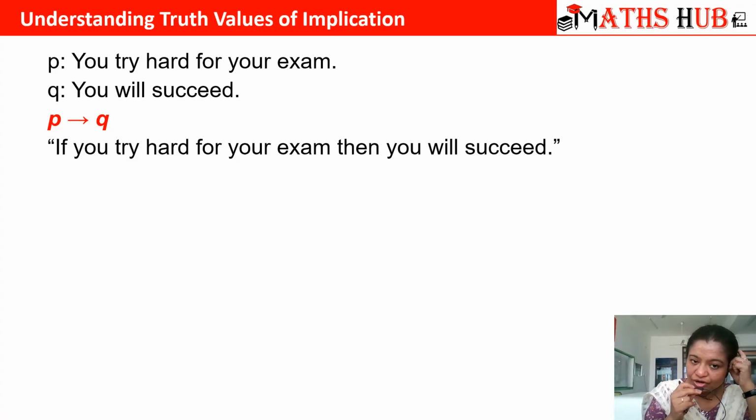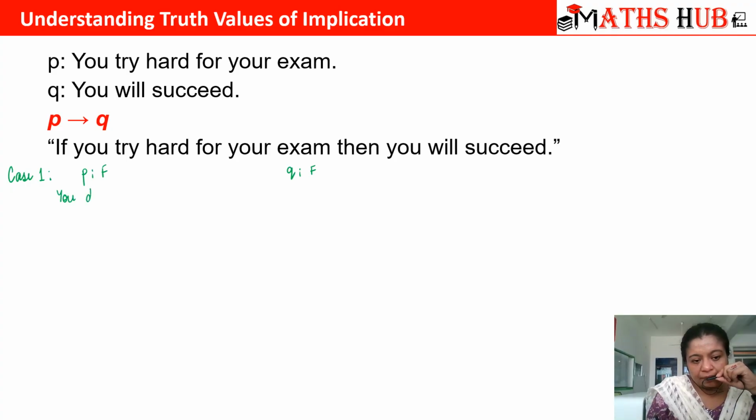When you try hard for your exam, this is the first proposition. And the second proposition is you will succeed, right? So now the argument is that if you try hard for your exam, then you will succeed, right? So now the first case is when P is false and Q is also a false statement. Now when P is false, that means you did not try hard for your exam.